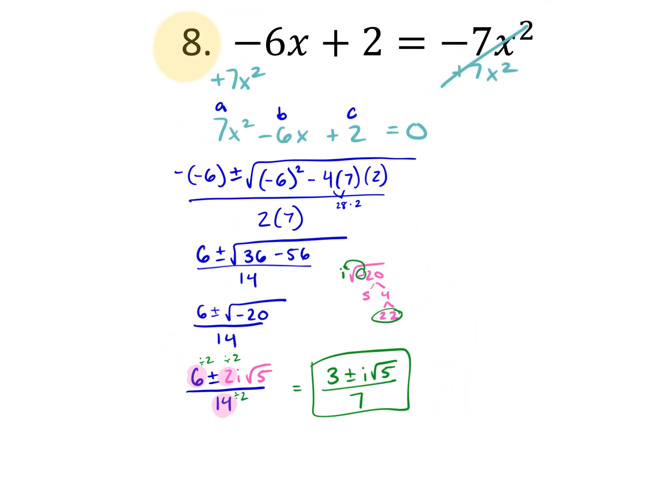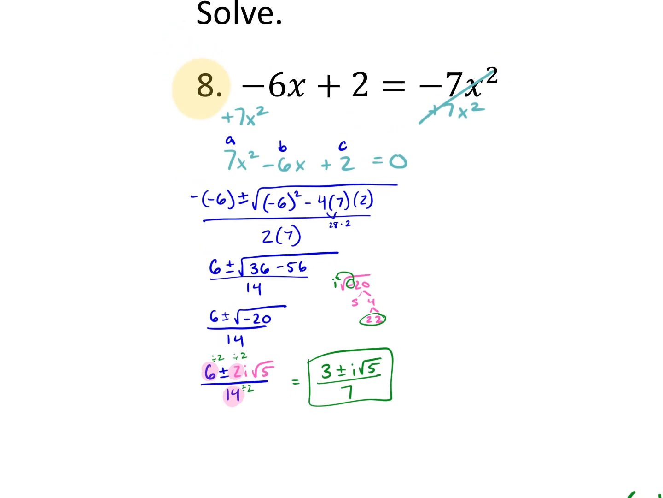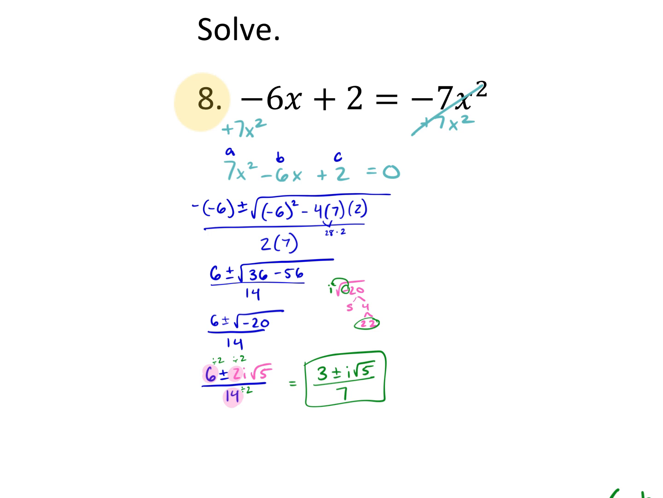Just remember, i's are fine to get when you're solving. You can get i's, just not for your x-intercept. If you have an imaginary x-intercept, then you don't cross the x-axis. But other than that, when it says to solve, find the zeros, i's are okay.